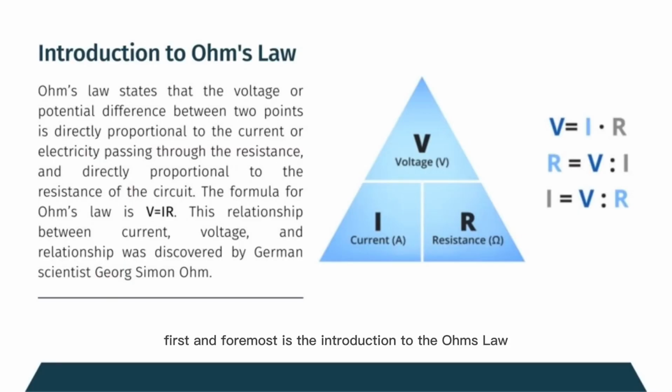First and foremost is the introduction to Ohm's Law. Ohm's Law states that the voltage or potential difference between 2 points is directly proportional to the current passing through the resistance and directly proportional to the resistance of the circuit. The formula for Ohm's law is V equal to IR. This relationship between current, voltage, and resistance was discovered by German scientist Georg Simon Ohm.